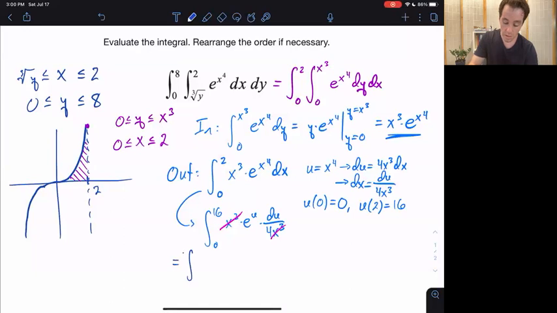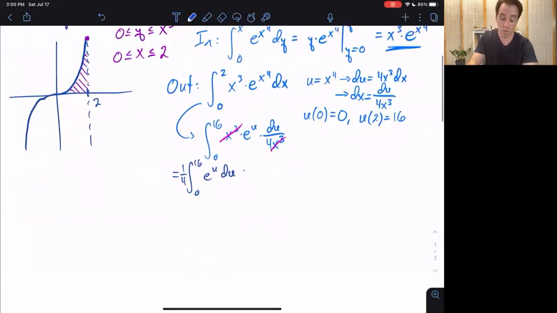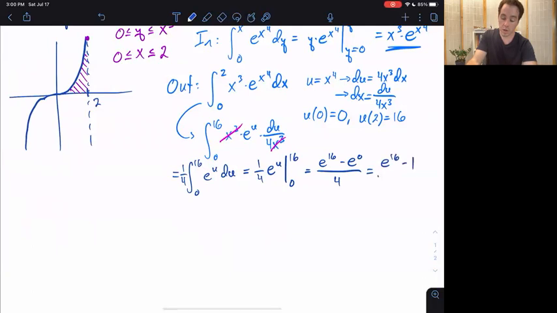So that's going to become, I'll say 1/4, I'll take it out to the front. 1/4 integral from 0 to 16 of e to the u du. We already know the integral of e to the u is e to the u. So this is going to be 1/4 e to the u evaluated at 0 and 16. And this is, well, it's elementary now. It's e to the 16th minus e to the 0, both over 4. E to the 0 is 1. So e to the 16th minus 1 over 4. And there you have it.